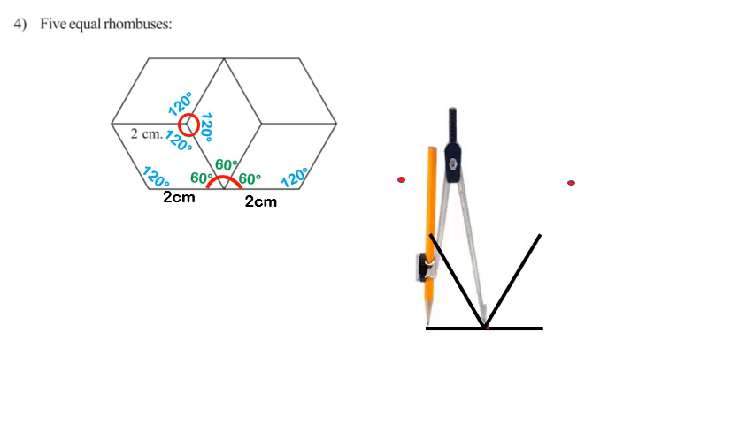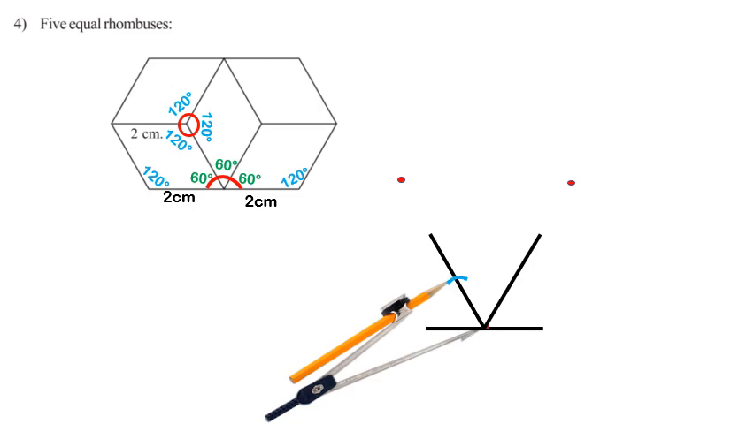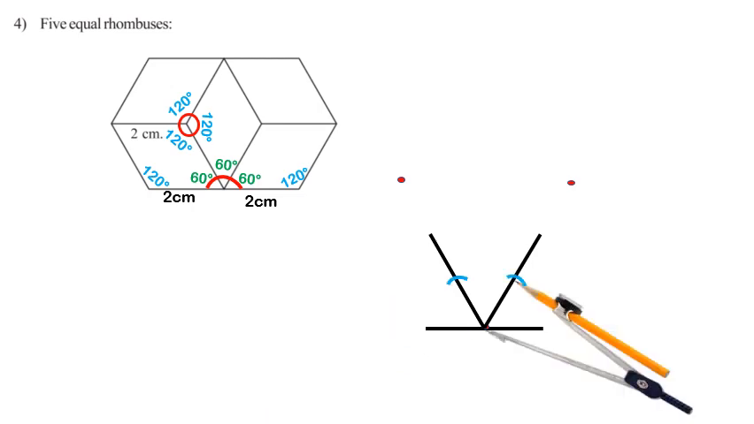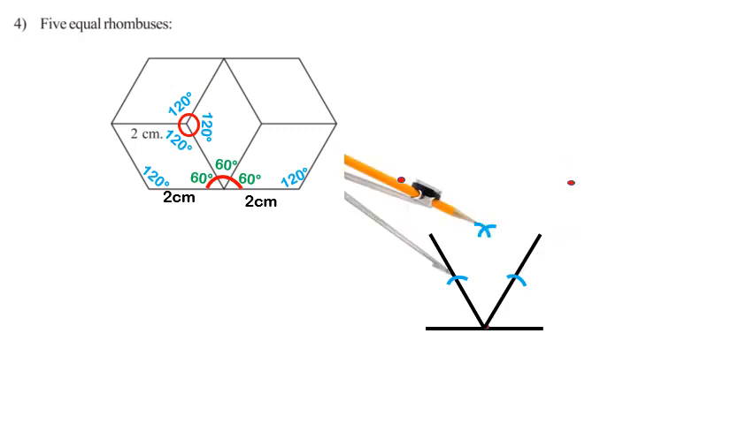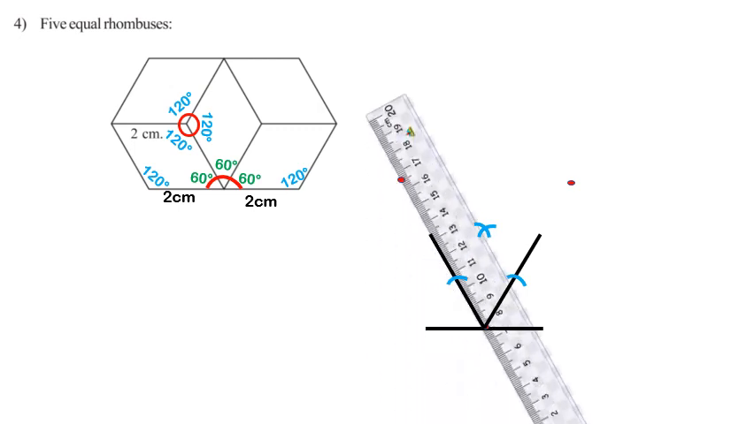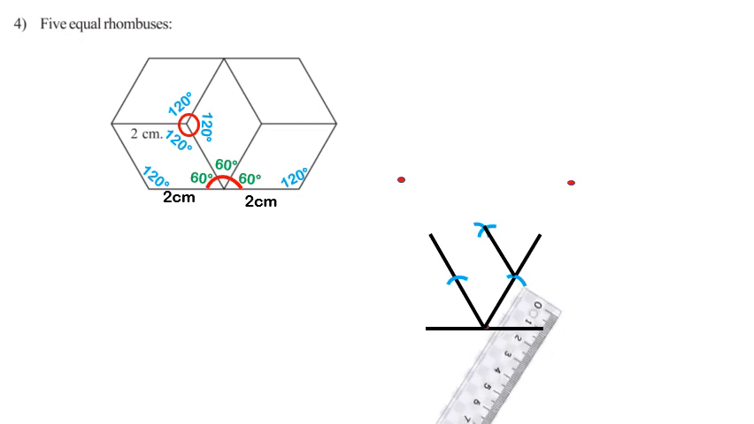Then take 2 cm in our compass and draw arc on this slanted line. Then keep these points as center and draw another set of arc on the top. Then join this intersecting point with the other points. Then erase the unwanted parts. Now we got the rhombus in the center.